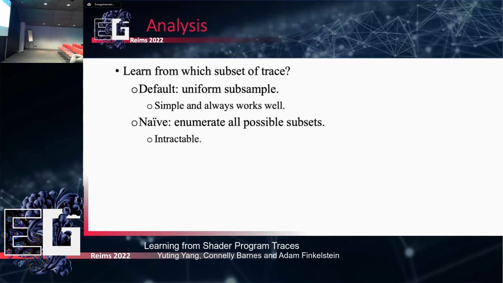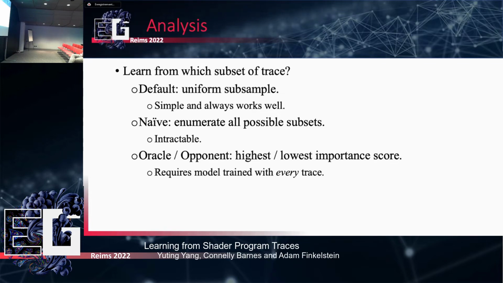Therefore, we propose two subsampling strategies based on the importance score. Both rely on training an additional model on every program trace. We can use the trained model to choose a subset of the trace with the highest importance score, which we call oracle subsampling. Similarly, we can also deliberately choose the traces with the lowest importance score, which we call opponent subsampling.